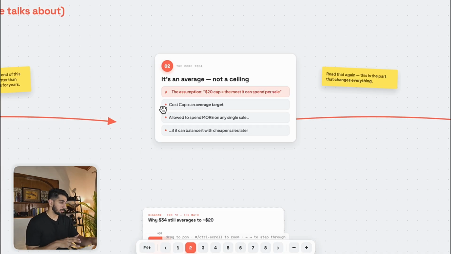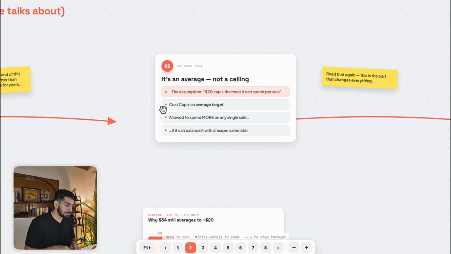With that being said, let's jump right into actually what cost cap is. And again, it's not what most people assume it to be. What most people think is if you set a cap of $20, Facebook is going to spend $20 per sale. But that is not the reality. That is completely wrong. Your cost cap is an average target.